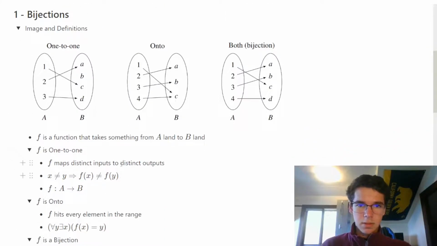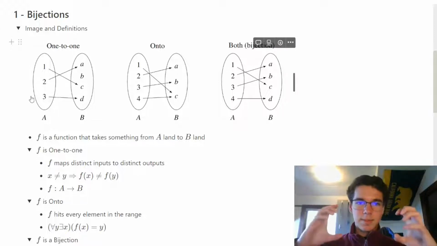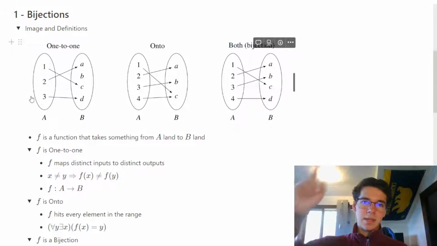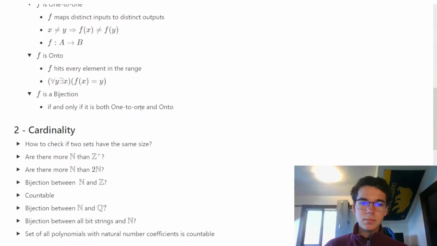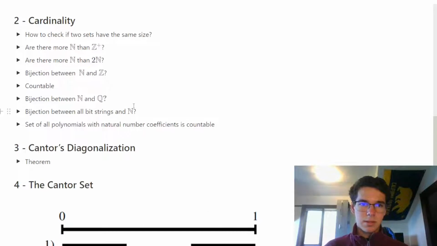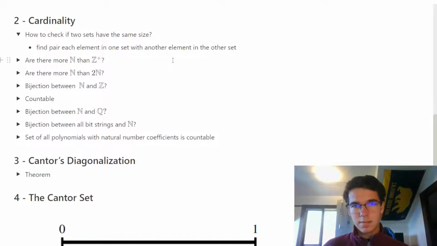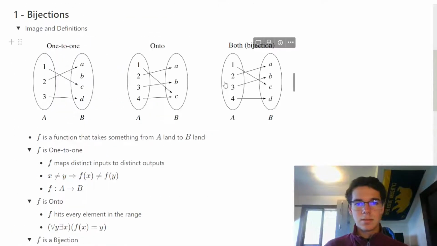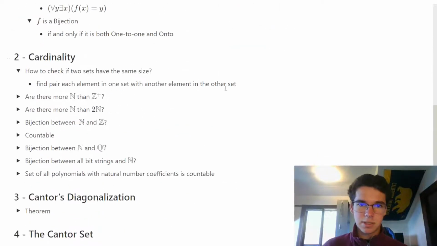Okay, and I guess just to reiterate, we have these two spaces, A and B, and f takes us from A to B. Next, we're going to talk about cardinality. So how do we check to see if two sets have the same size? Well, we find a one-to-one mapping between elements in the set, or we find a bijection, right?